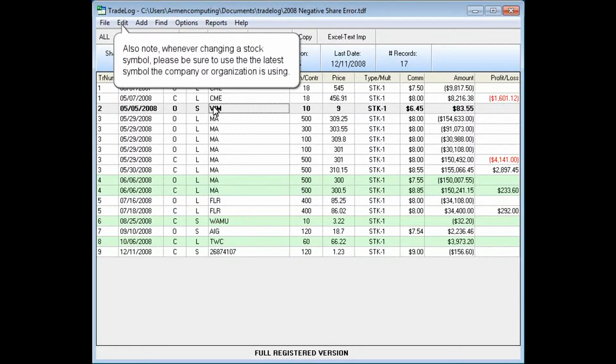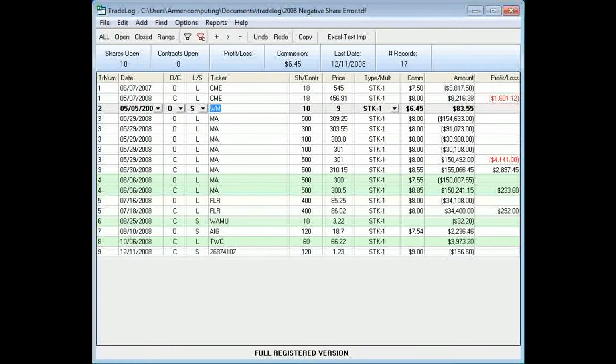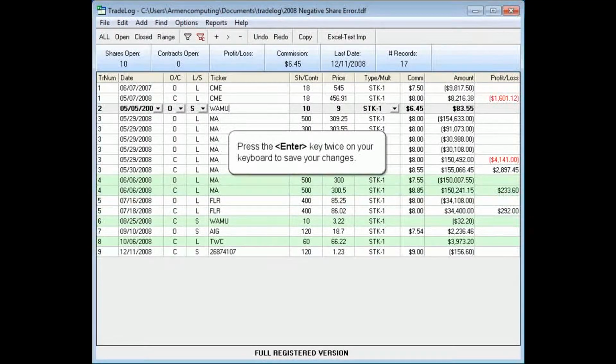Also note, whenever changing a stock symbol, please be sure to use the latest symbol the company or organization is using. Press the Enter key twice on your keyboard to save your changes.